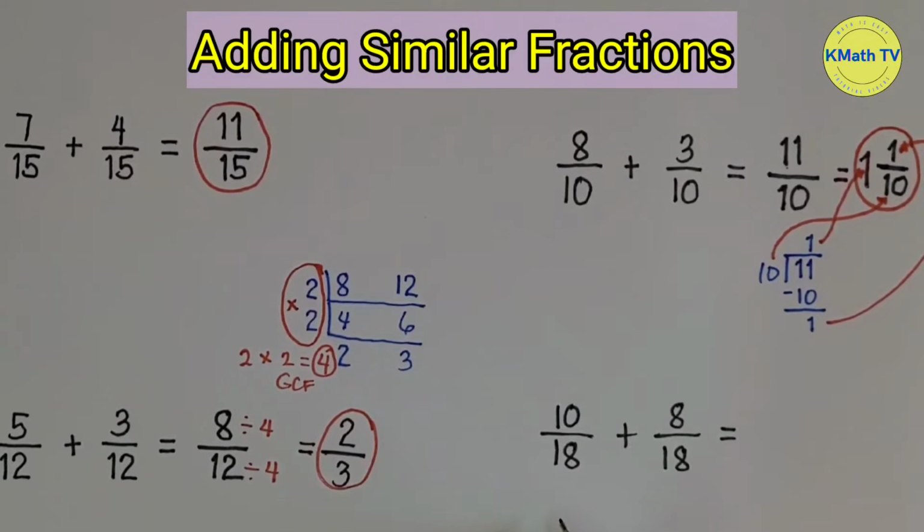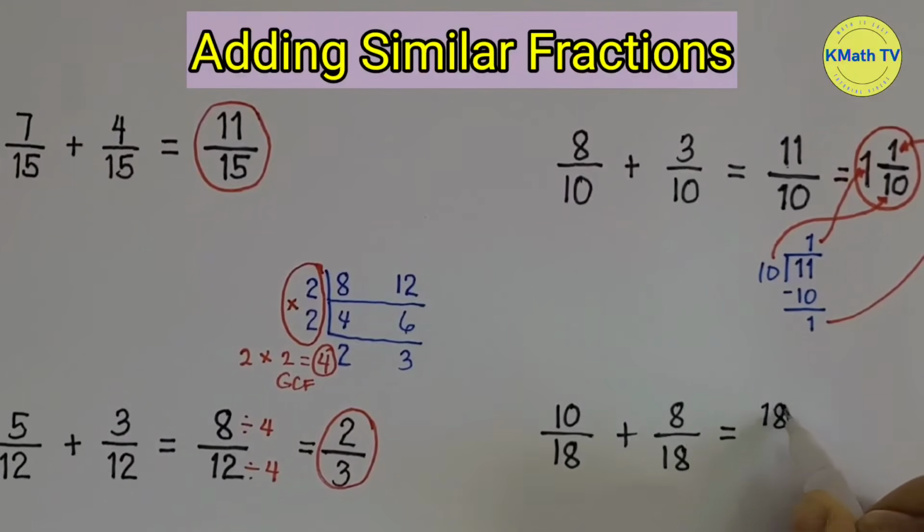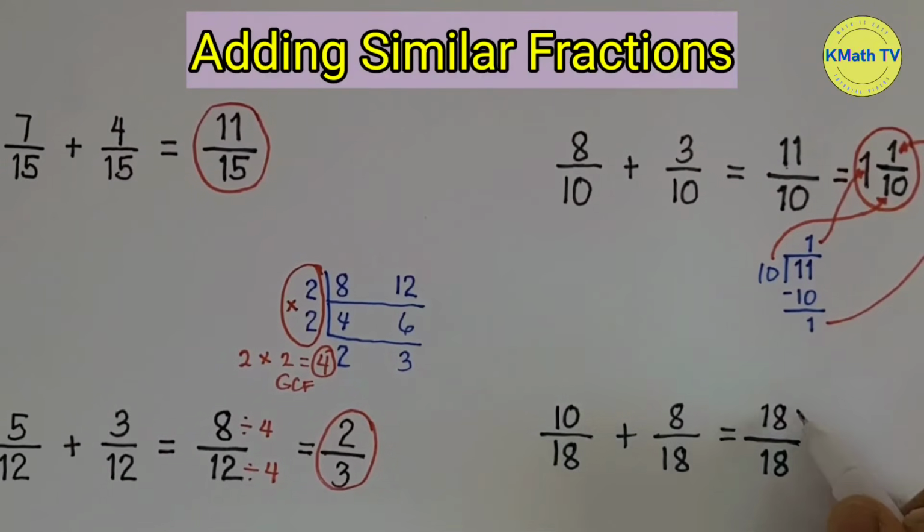Last example, let's add 10/18 plus 8/18. Okay, the denominators are the same, so we can add immediately. Add the numerators, 10 plus 8 equals 18. And copy the common denominator, 18. The answer is 18/18.